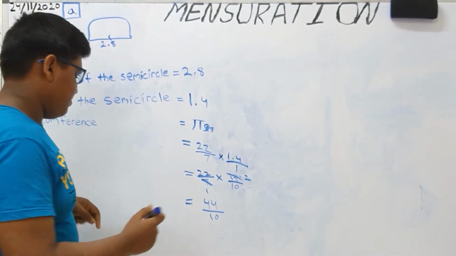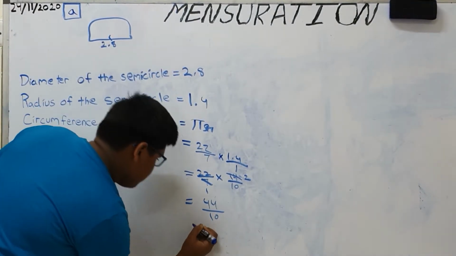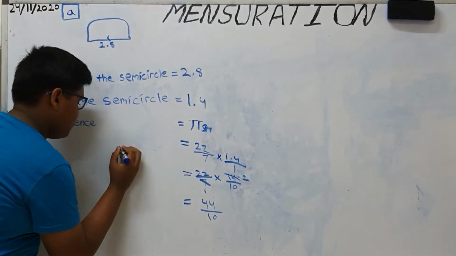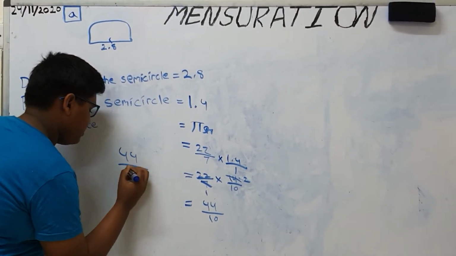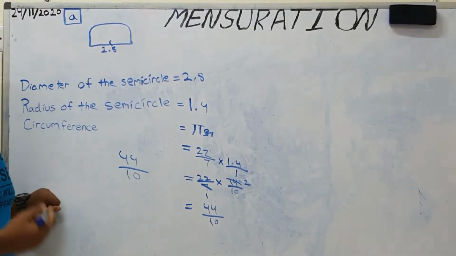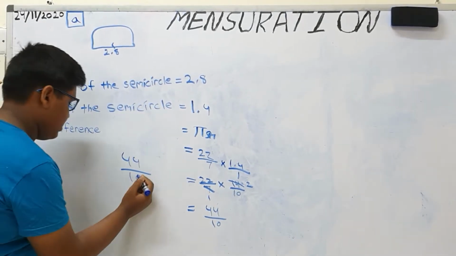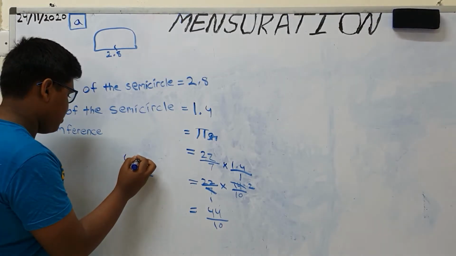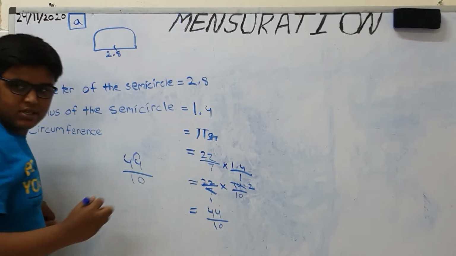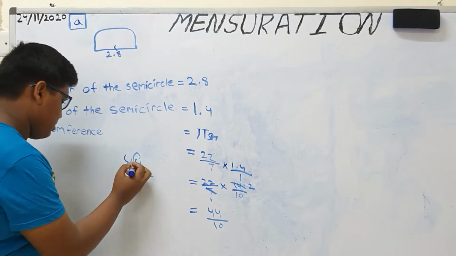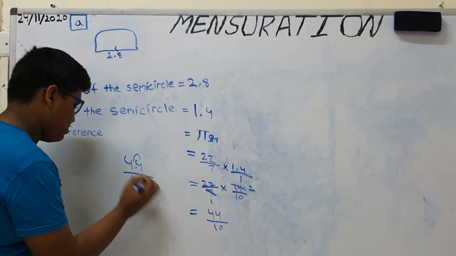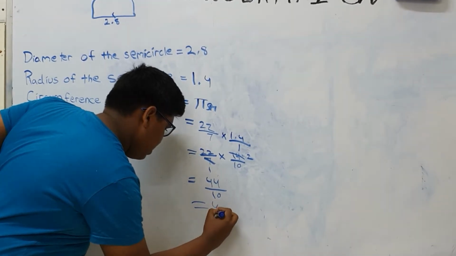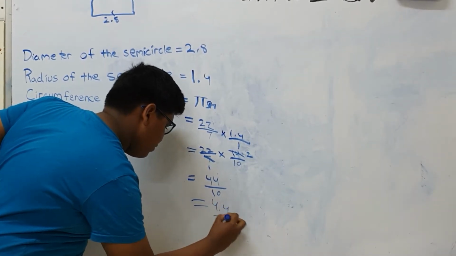Convert this into the decimal. So what we have to do to convert this into the decimal is take 44 divided by 10. We have to look at how many zeros there are. There is only one zero, so we will take only one place. The decimal point will come before the last digit, so it is 4.4. Now the answer is 4.4.